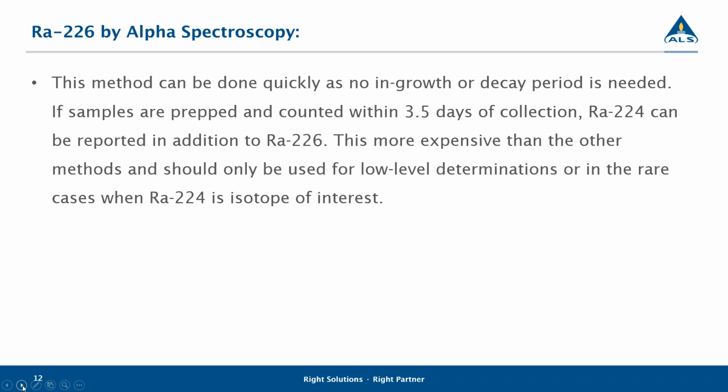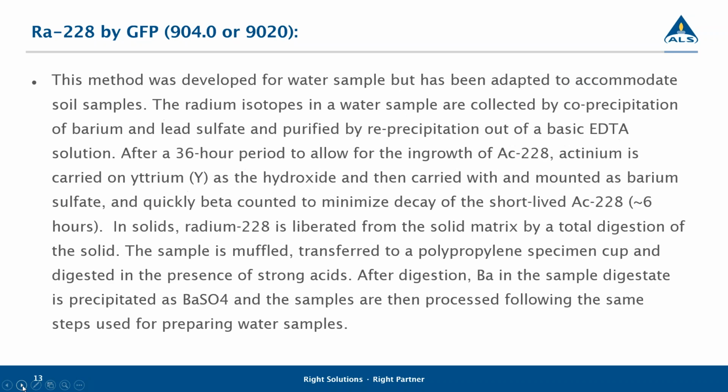This is fairly expensive. It is meant to be used in very low-level determinations, and in cases where you might actually need the radium-224. We developed this method twofold. Part of it was originally done when we were working with Homeland Security on a rapid method for 226, and we've further refined it with the USGS for a lot of the work that they're doing.